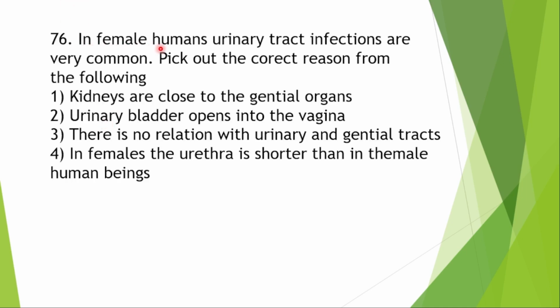76. In female humans, urinary tract infections are very common. Pick out the correct reason for the following. Kidneys are close to the genital organs. Urinary bladder opens into the vagina. There is no relationship with urinary and genital tract. In females, the urethra is shorter than in male human beings. The right option is 4.